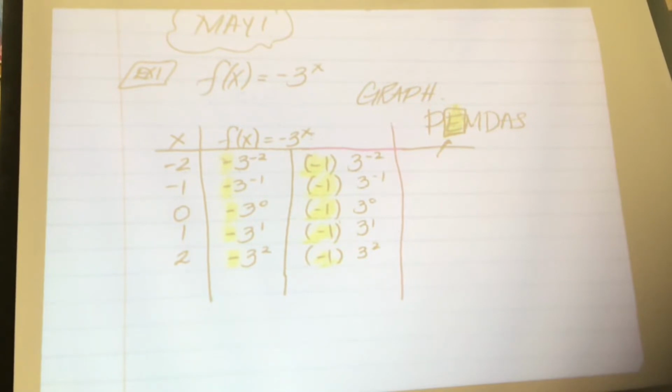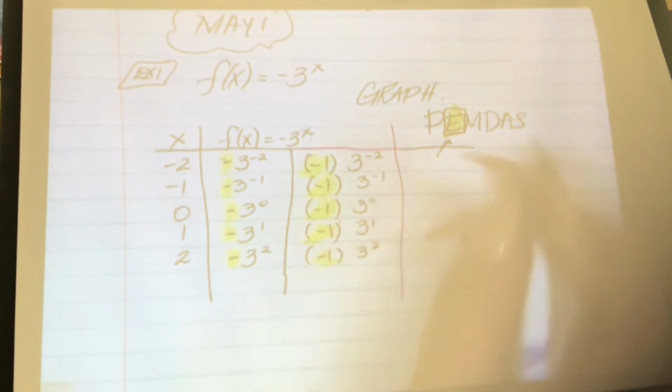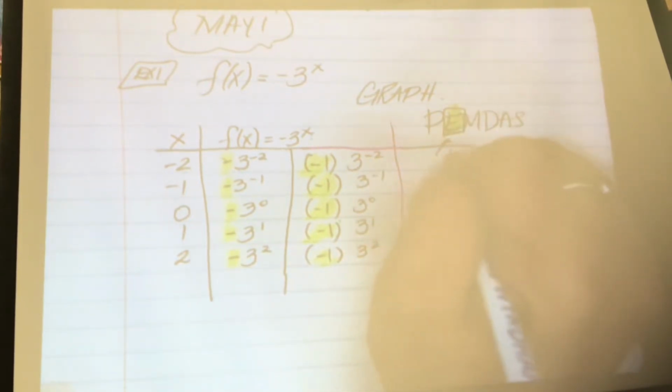So this is what Lorenzo went over with us last week. When you have a negative exponent, Jason, don't let me lose you. When you have a negative exponent, it becomes a fraction. So this is 1/9 times -1.